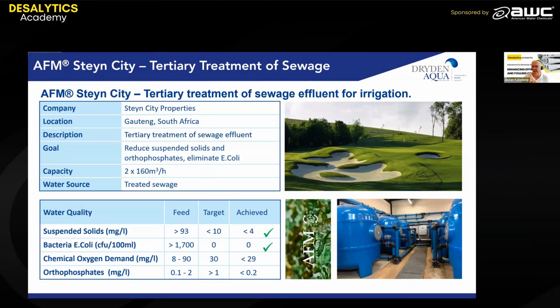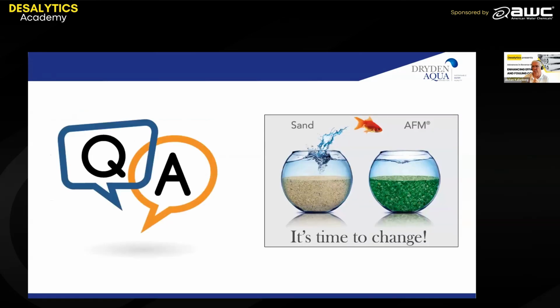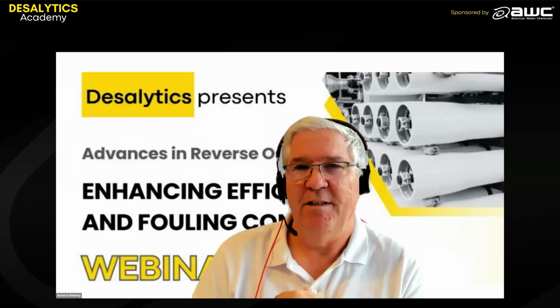So this was actually my final slide. There are a lot of benefits. It improves our membrane system and operation performance. Biofouling is dramatically reduced. The membrane lifetime is increased because you have reduced cleaning cycles, and then of course many other life cycle cost benefits, which help you in the operation of your plant. Thank you for listening. If there are any questions, I can answer one or two of them.